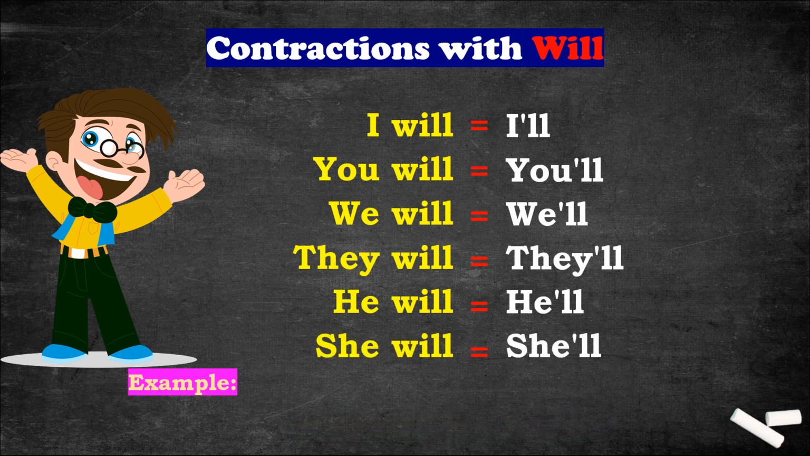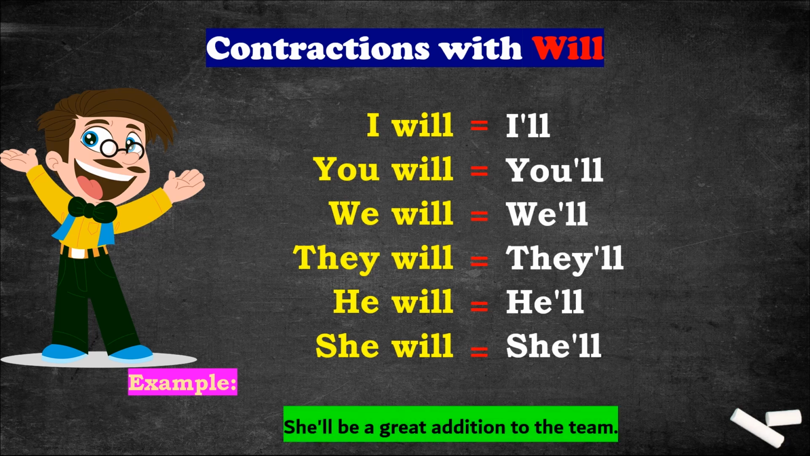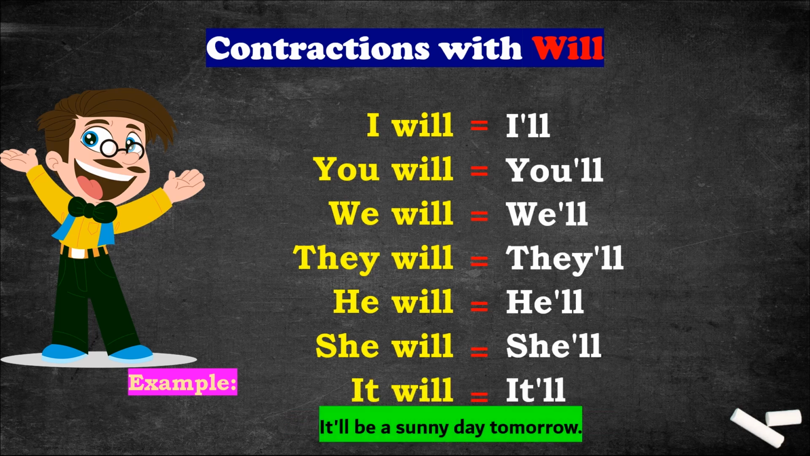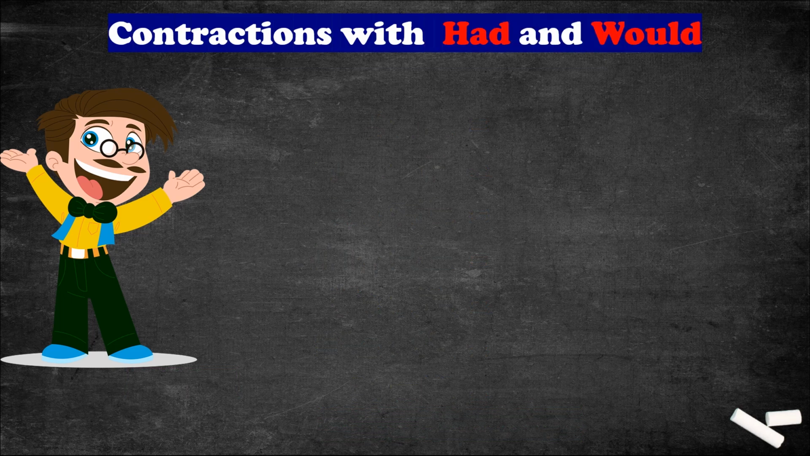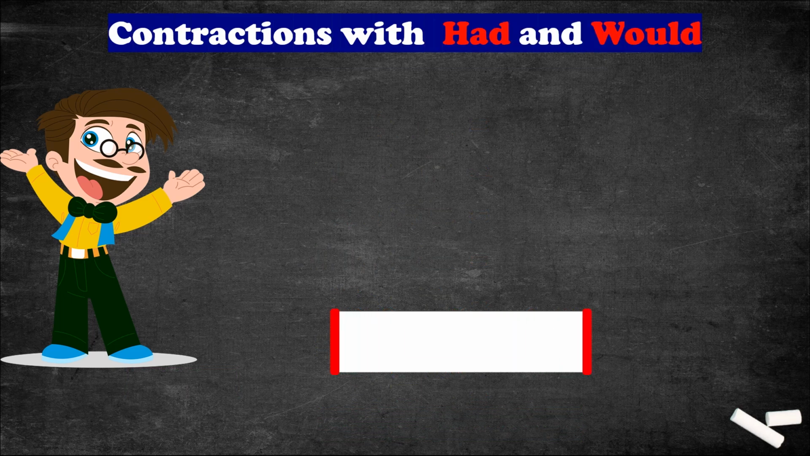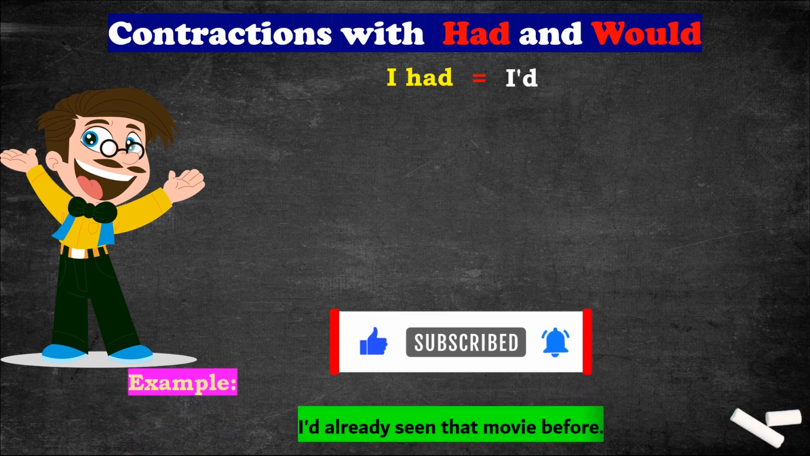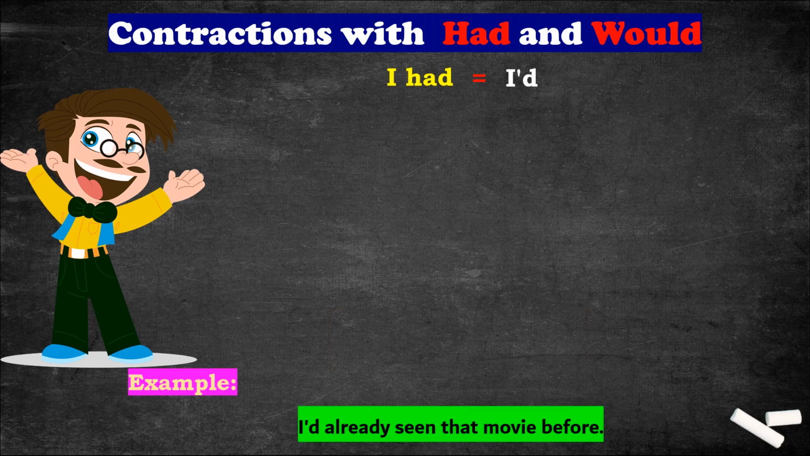She will, she'll. She'll be a great addition to the team. It will, it'll. It'll be a sunny day tomorrow. Contractions with had and would. I had, I'd. Example, I'd already seen that movie before.